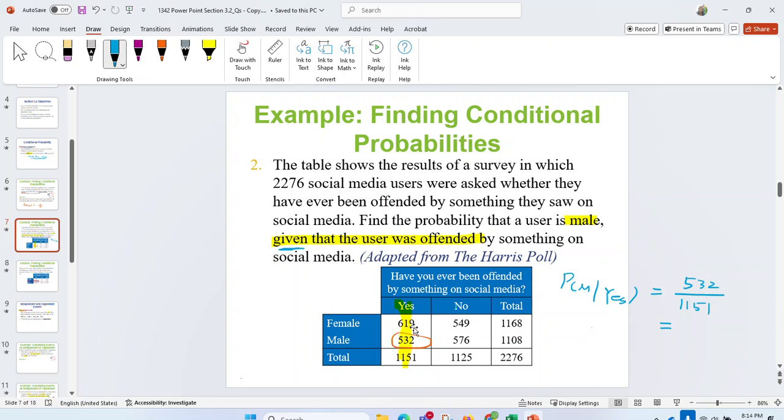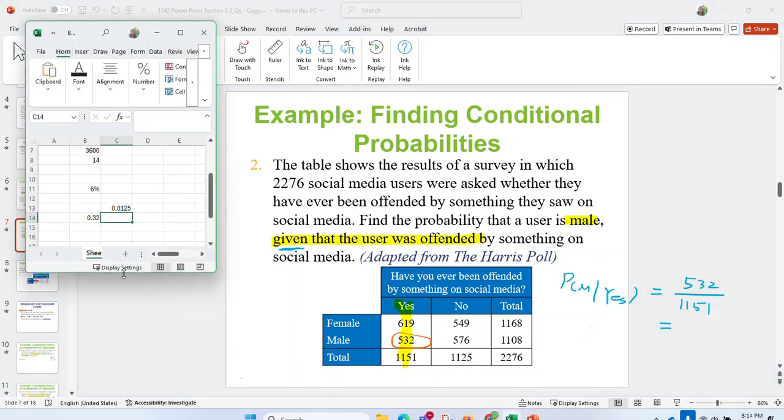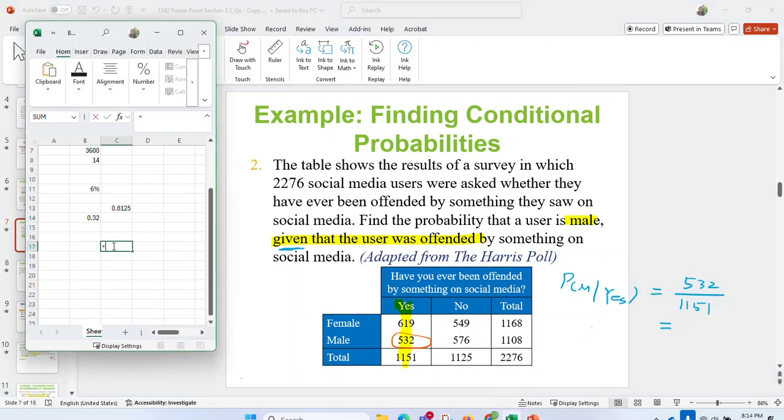So you can see females are usually a little bit more sensitive to social media, according to this survey, the Harris poll here. So for males, it's actually still a good percentage. Let's go ahead and do a quick calculation. All right, so that's about 46%, right?